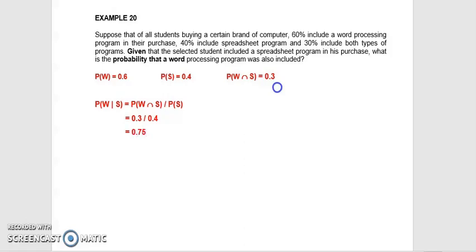0.75. So when you buy a computer, the likelihood, or we also can say the chance, for a student to have a word processing program, given that it has a spreadsheet program, is 75%. We can say that is quite a high chance because it exceeded 50%. For me, if it exceeded 50%, I will consider there is a high chance to get that certain probability.